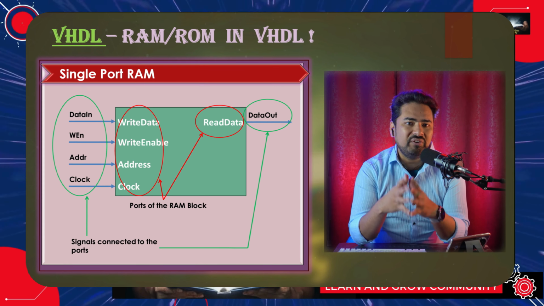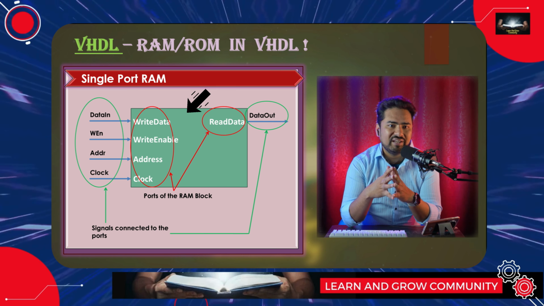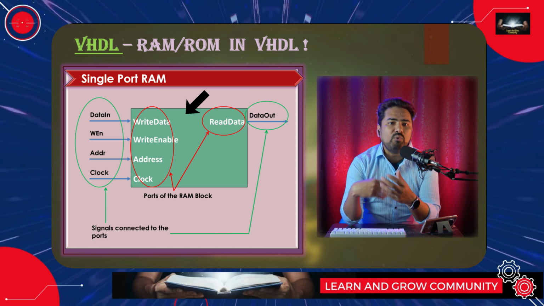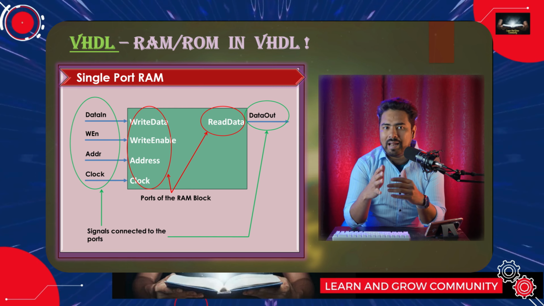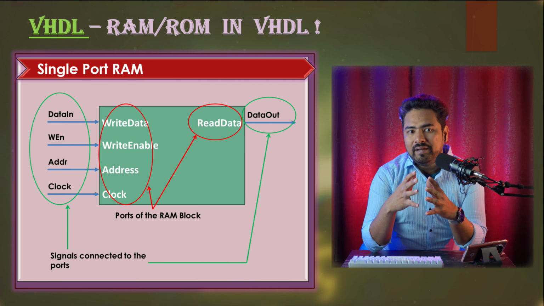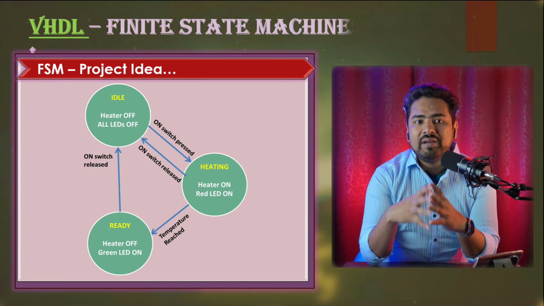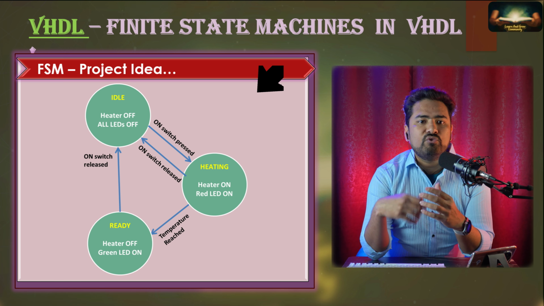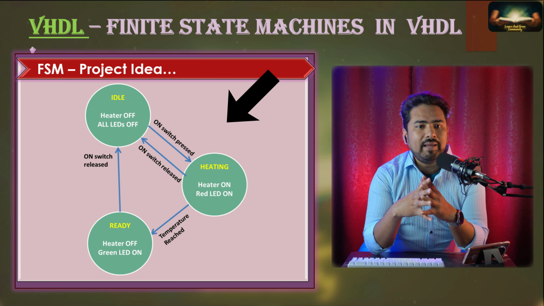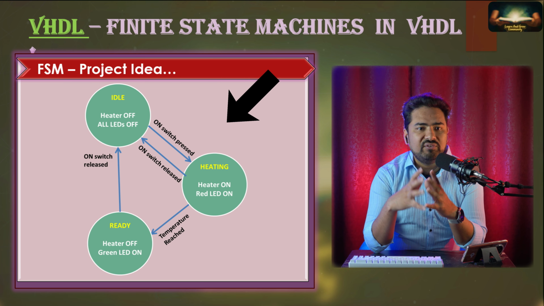In the last session, we designed memory modules in VHDL and we learned how to code single port RAM and dual port RAM. Now let's talk about finite state machines in VHDL. We will discuss what finite state machines are, why they are important, and how they work in VHDL.